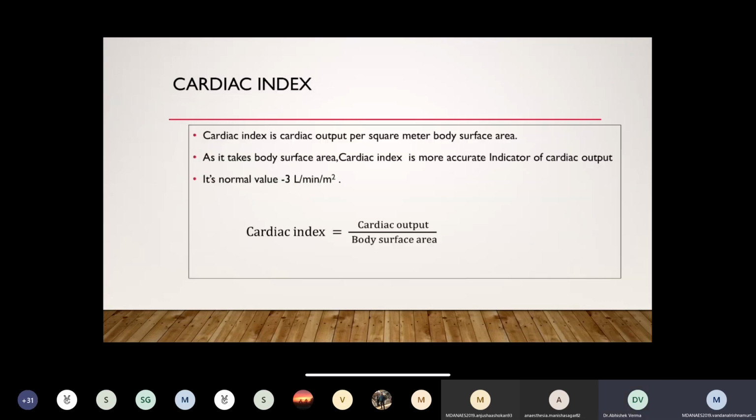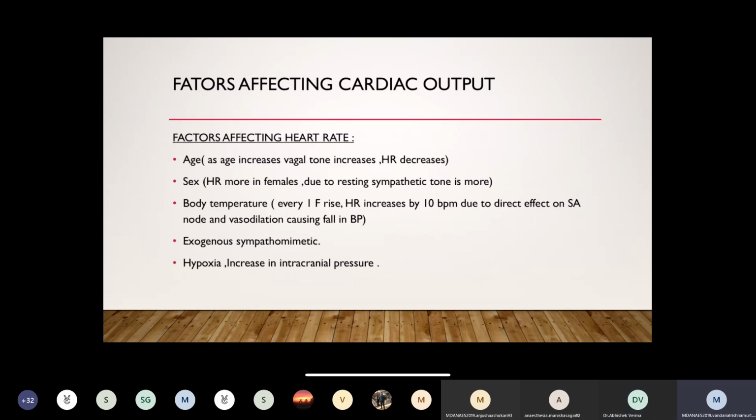Cardiac index is cardiac output per square meter of body surface area. As it takes body surface area into account, cardiac index is a more accurate indicator of cardiac output. Its normal value is 3 liters per minute per meter square. The formula is cardiac output divided by body surface area. Why do we want to take body surface area? Vandana, why did we want to take body surface area?